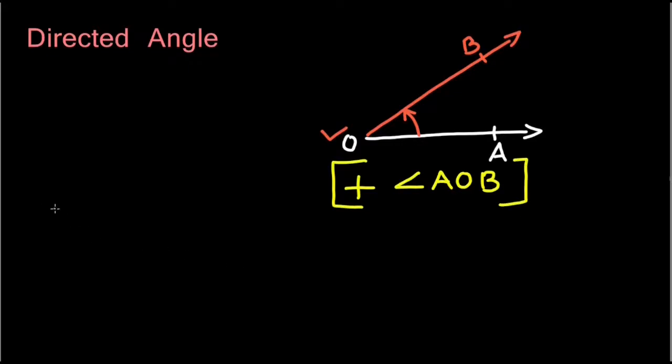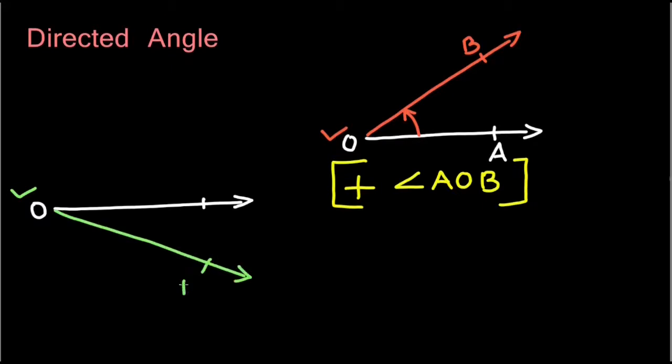Consider again ray OA. Suppose this time we rotate ray OA in clockwise direction about point O to take a new position OB, then the amount of rotation of ray OA in clockwise direction is called directed angle AOB. But this time, since the rotation of ray OA is in clockwise direction, this angle is treated as negative.